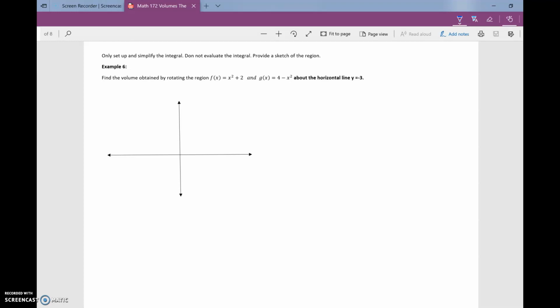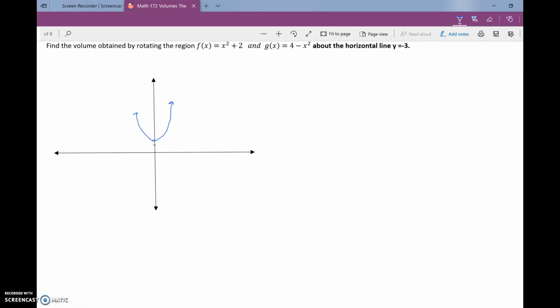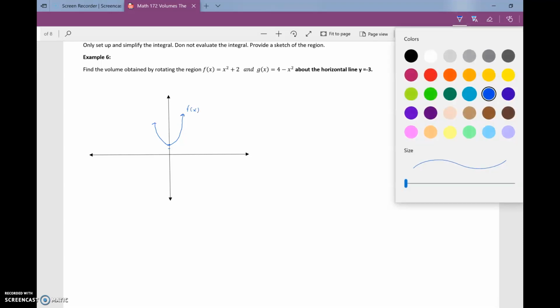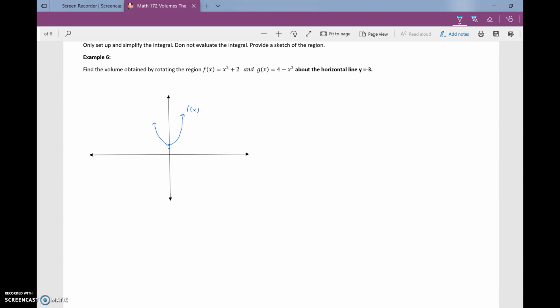So we have f of x, x squared plus 2. So not to scale, but this is 1 and 2. And this particular one, it's actually going to be opening in this direction. It crosses at 0, 2. And then our g function, so I'm just going to label this as f of x. Our g function, it's going to be 4 minus x squared. So 1, 2, 3, 4. And the minus x squared, it's actually going to be in this direction. This is our function g of x.